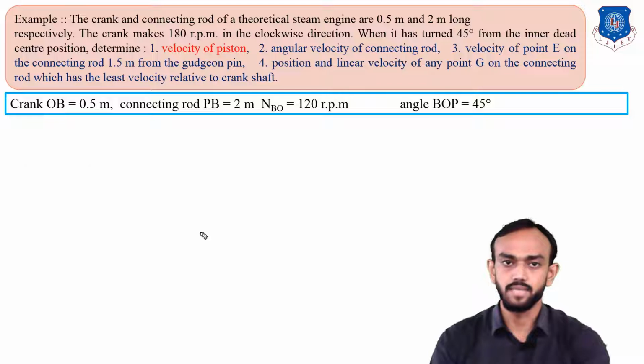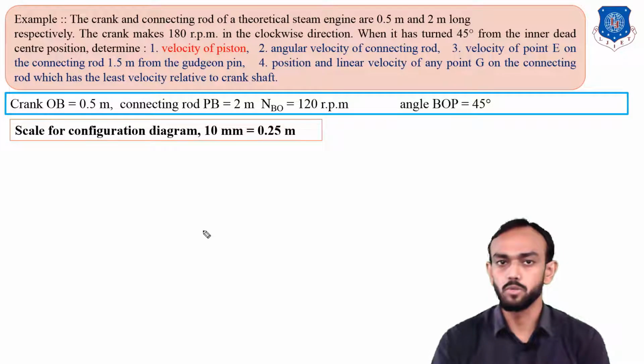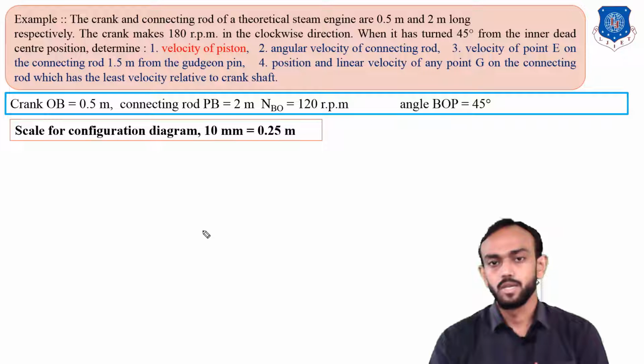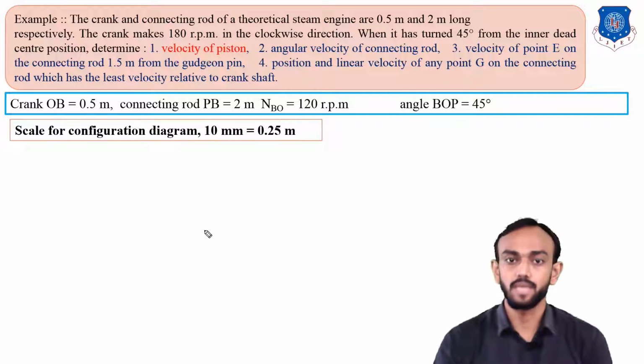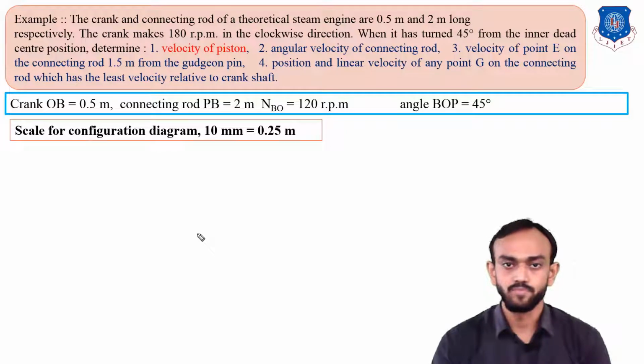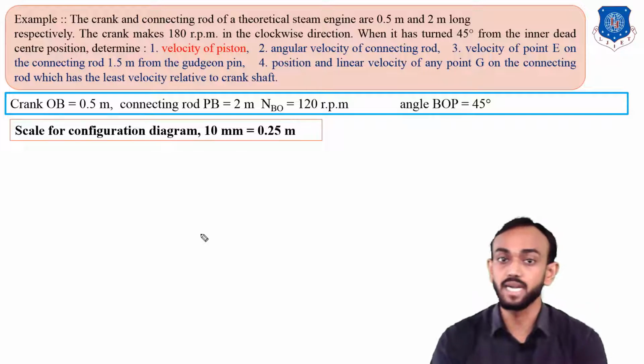So let's take this scale here: 10 mm is equal to 0.25 meter. So 0.25 meter is equal to 10 mm. So 1 centimeter, so our crank will be 2 centimeter approximately. And PB, which is our connecting rod, is 2 meter. So what will be the length of the connecting rod with respect to this scale? You know that the connecting rod is 2 meter, so the length of the connecting rod in our drawing will be 8 centimeter.